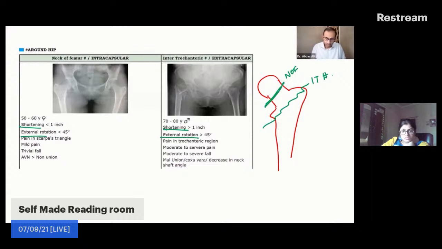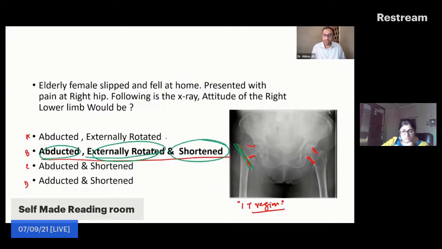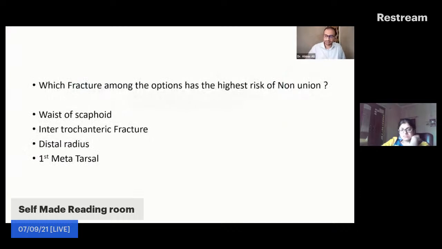Right. How to differentiate on X-ray? I just told you, in neck of femur fracture, the fracture will be at the neck of the femur, and in intertrochanteric fracture, the fracture line will pass between the greater and the lesser trochanter. That's how you differentiate. Okay, everybody got this? So here the limb is abducted and externally rotated and shortened, but more shortening in extracapsular. Right? Okay. Next.